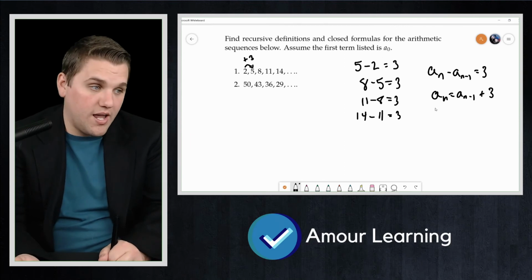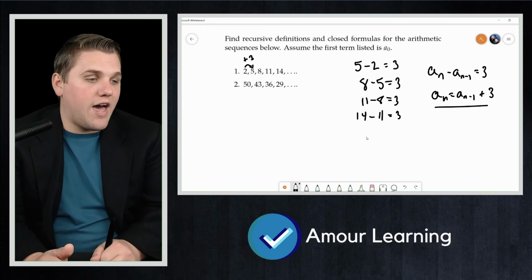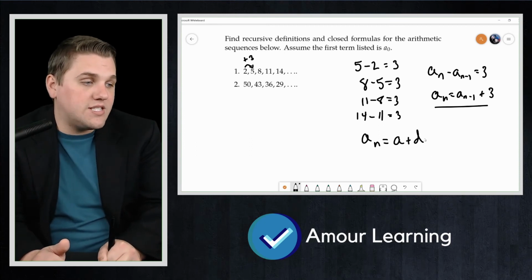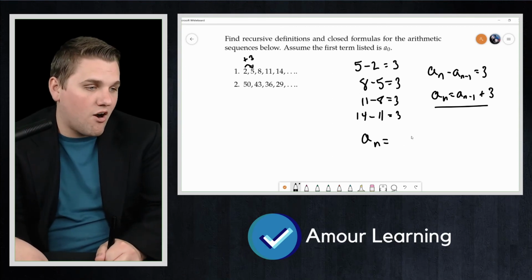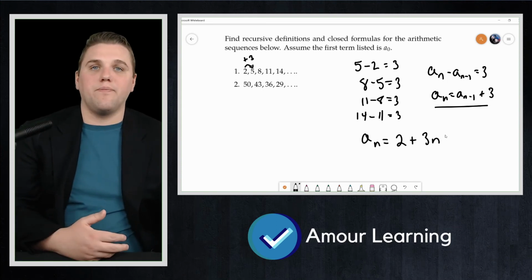common difference 3. And then for the closed formula, well, we know that an equals the first term plus d a total of n times. But in this case, a and d are defined, so it's 2 plus 3 times n, which is 2 plus 3n.